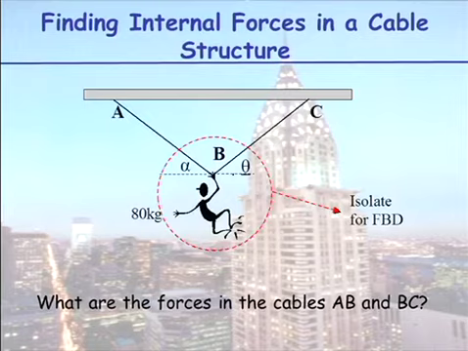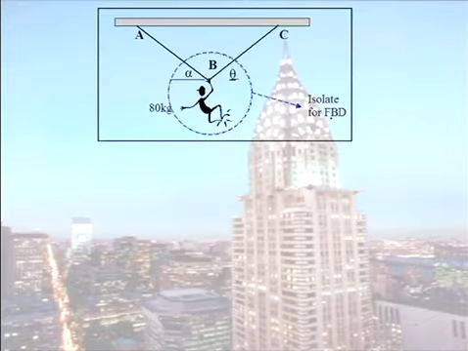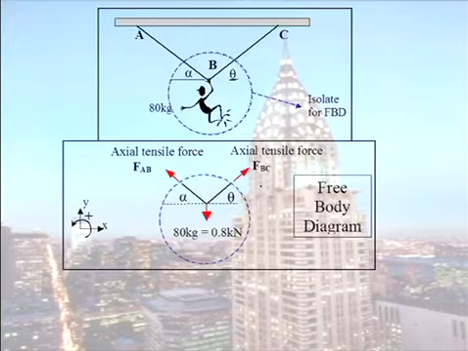We have our man hanging from these two cables. We say, okay, for our free body diagram, we're going to cut through these two cables. So here is my free body, and here is now my free body diagram. The weight of the man, 80 kilos, is 0.8 kilonewtons down. And where I've cut through, you can see my letter designation, A, B, C. I have a force to the left, force AB, and a force to the right, force BC. And this is a stable structure, so it is in equilibrium.